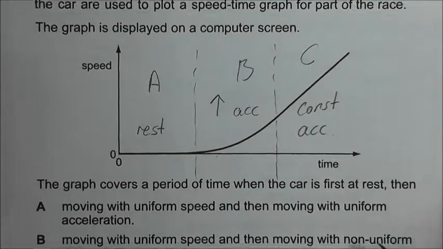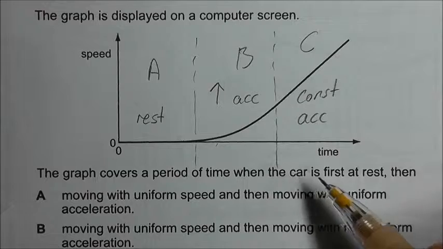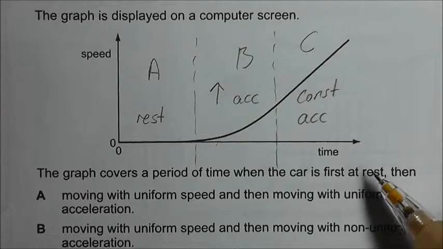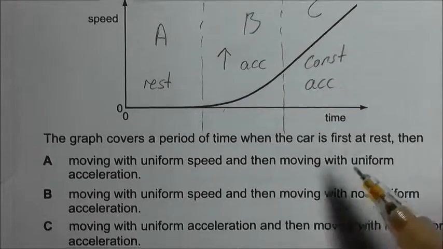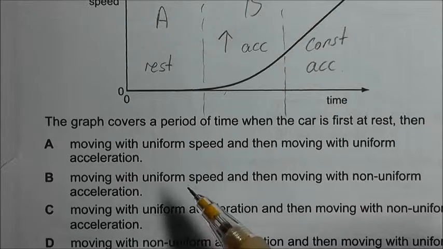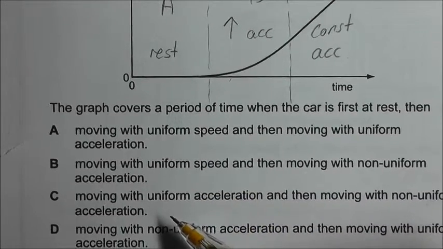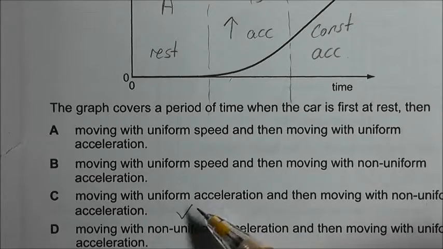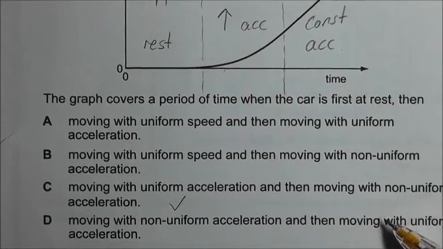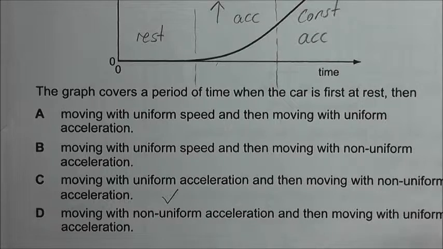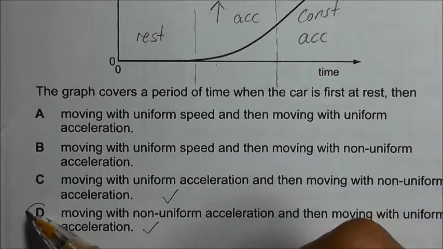So with this, we can conclude that the car is first at rest and then it moves with increasing acceleration. So the best option here has to be non-uniform acceleration, and then it moves with uniform acceleration for the last part. So the answer is D.